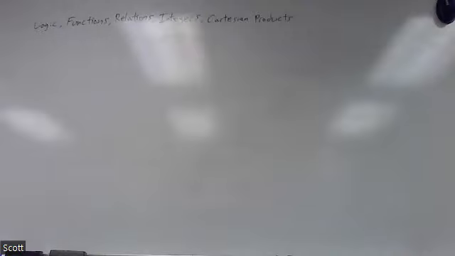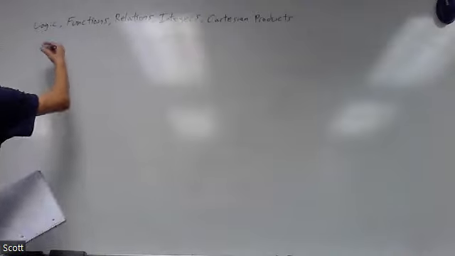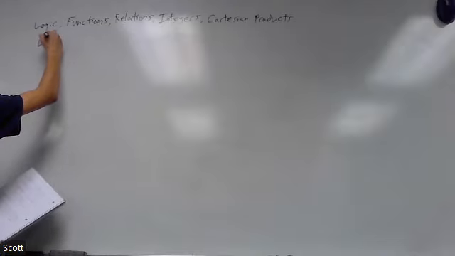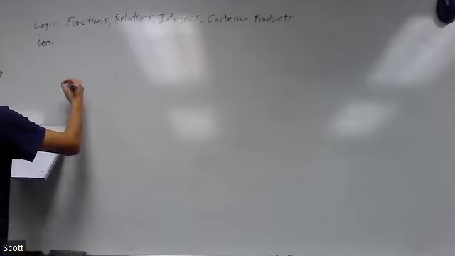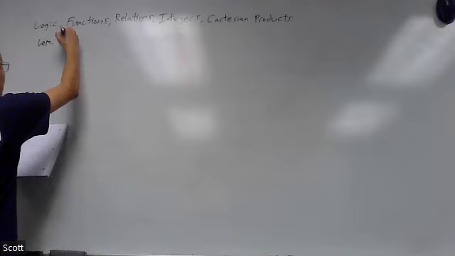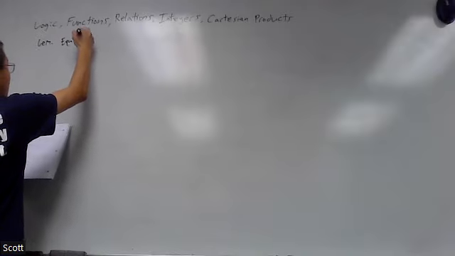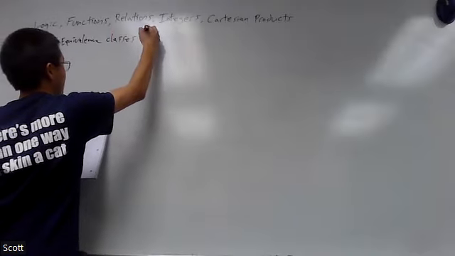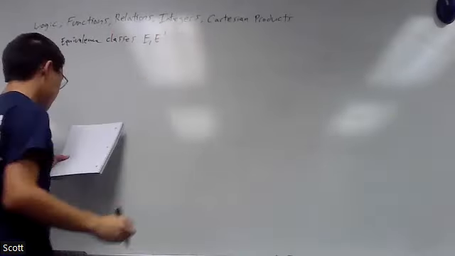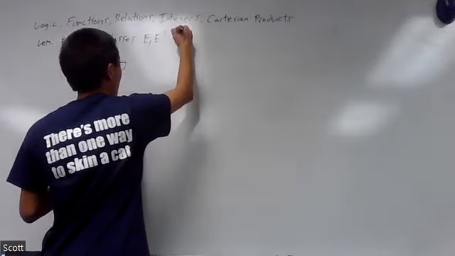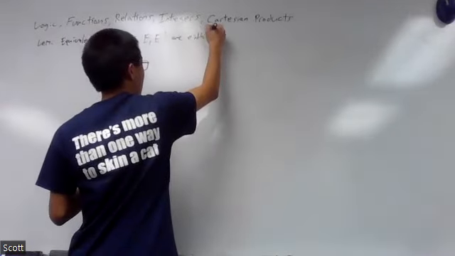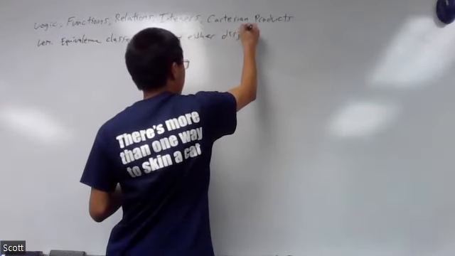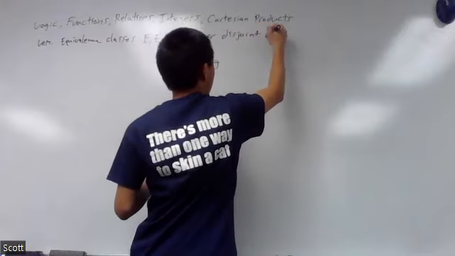So, lemma. We have two equivalence classes, E and E prime, that are either disjoint or equal.